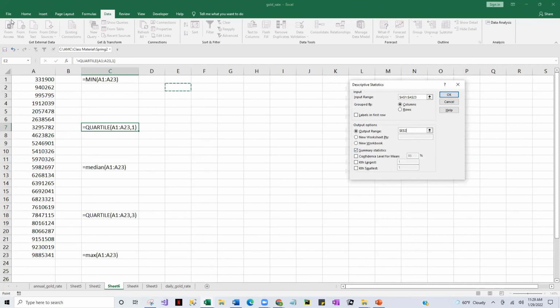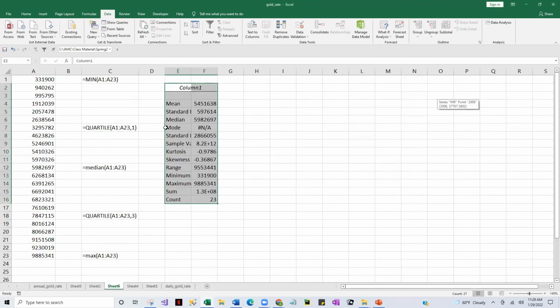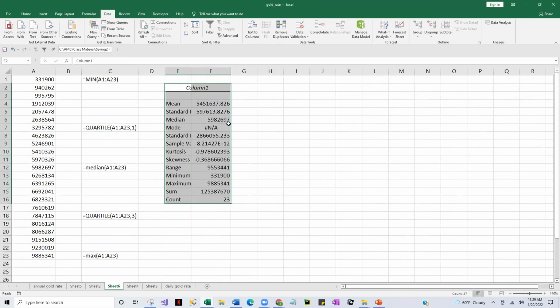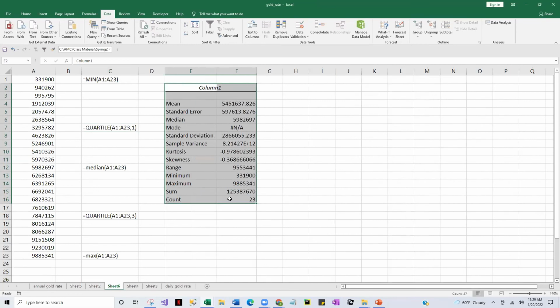Okay? So first you start with the data tab, then go to data analysis. Then you are going to give the input and the output and summary statistics. Then you're going to click OK. So it is going to give you the mean, median, standard deviation, all those summaries.